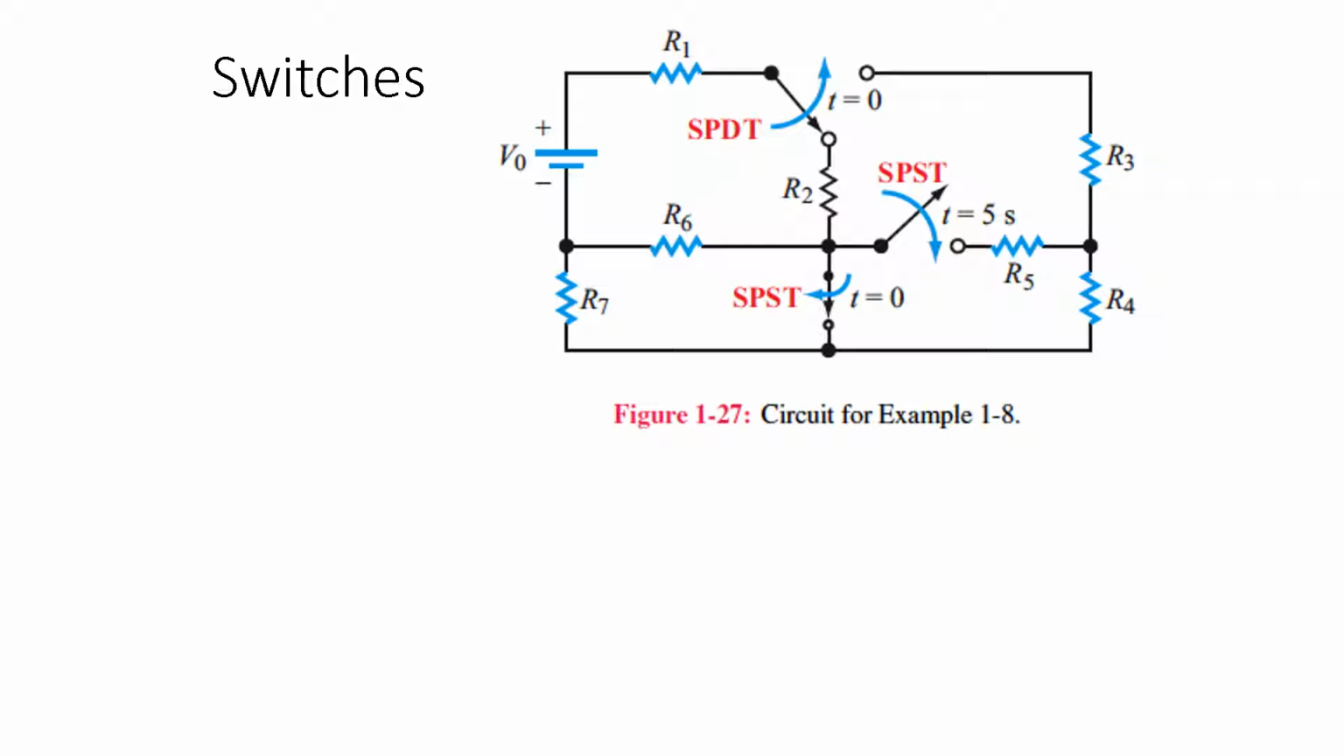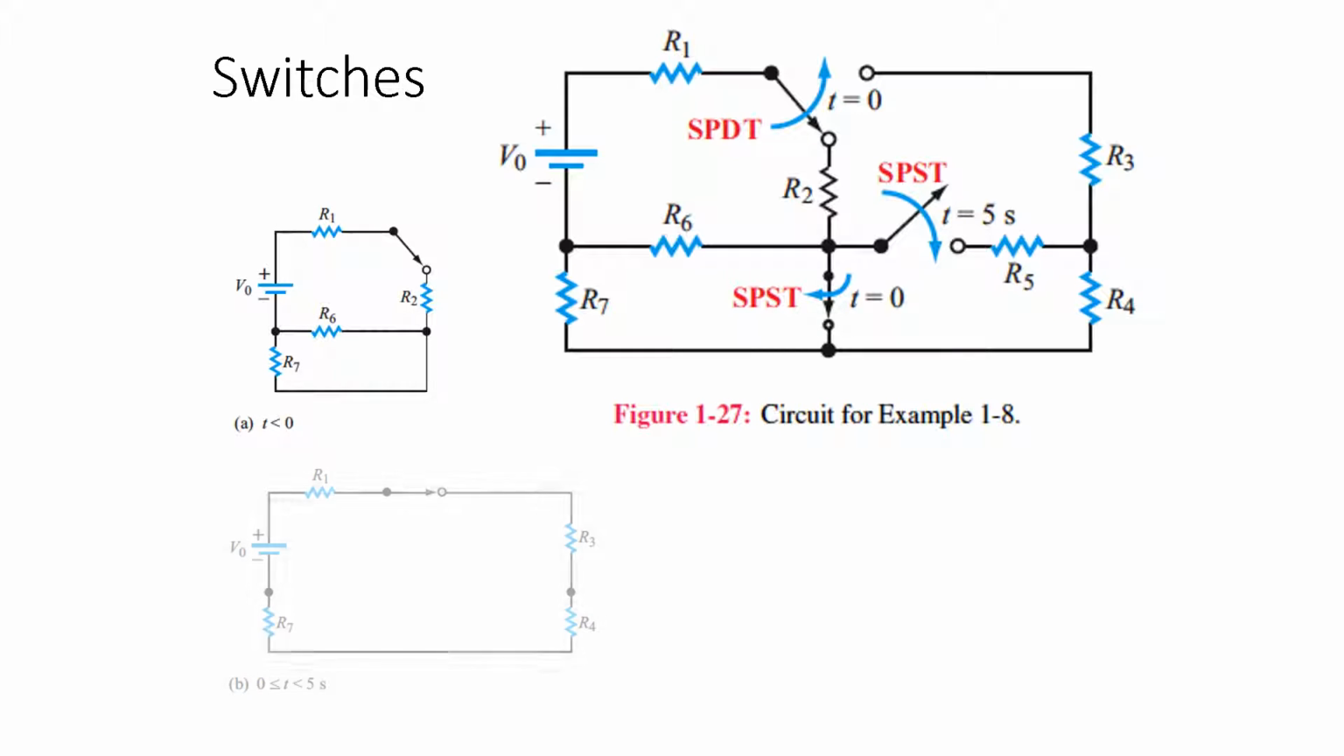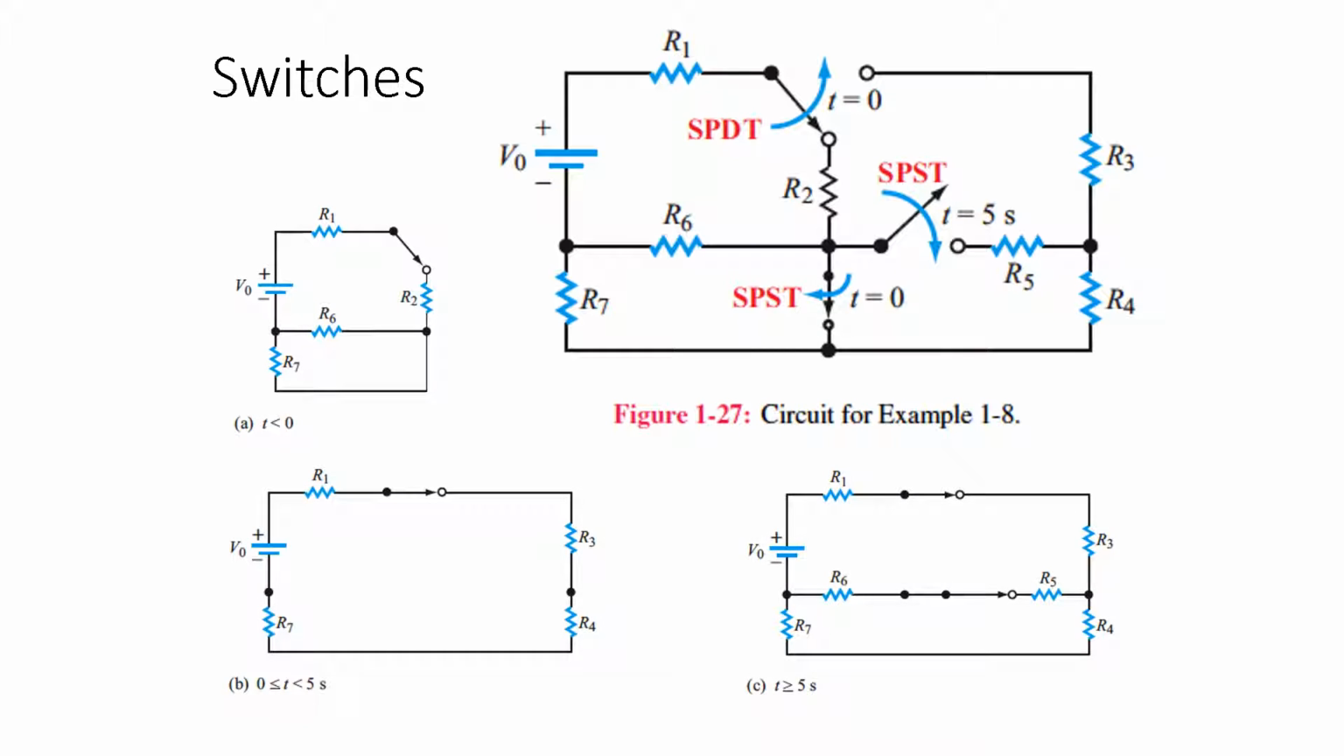And down below, we have a single pole, single throw. So there's one black dot and one open dot, so that can either connect to that or not connect. What this is used for is that we can turn this circuit, using the switches, into a variety of separate smaller circuits. Depending on what time it is, if you look at t equals 0, t equals 5, you can see what happens at a given time and what that circuit looks like.